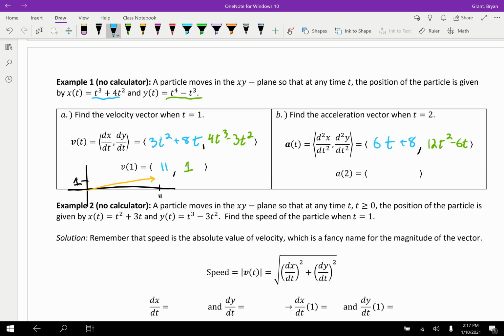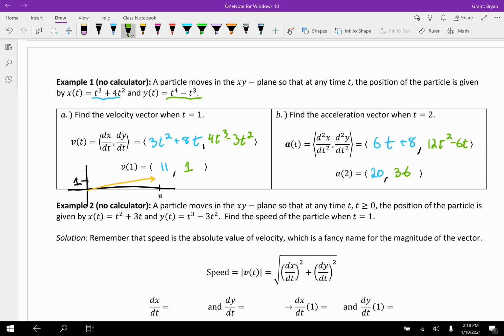Okay, so if we substitute in 2, 12 and 8 gives us 20, and substitute 2 in over here for 48 minus 12. Who made this problem? That's too much mental math. 36. Awesome. And so what does that tell us at 2? It tells us it's accelerating a little bit more in the upwards direction than to the rightwards direction. I'm sure that's a word. And yeah, there we go.